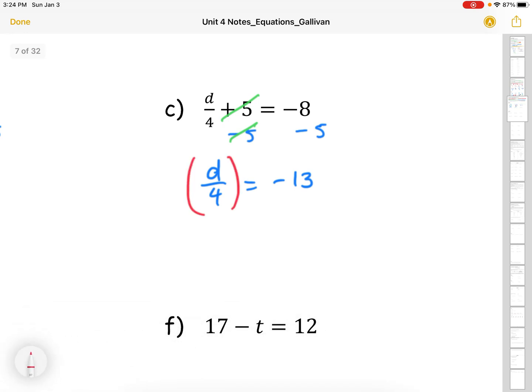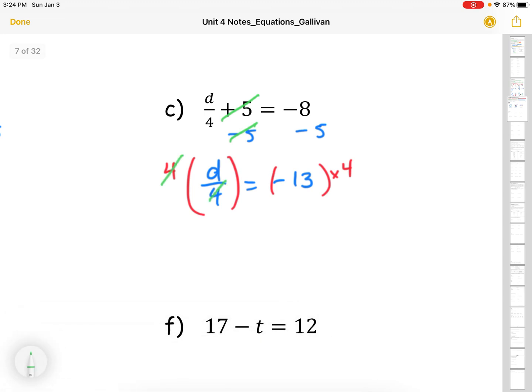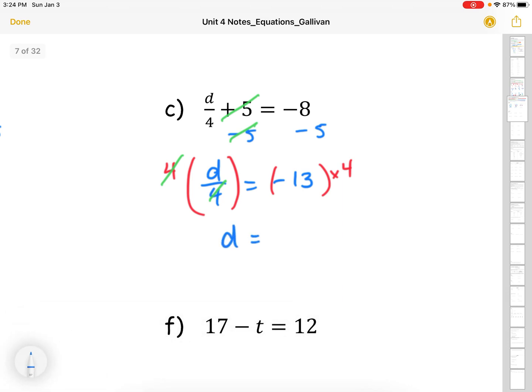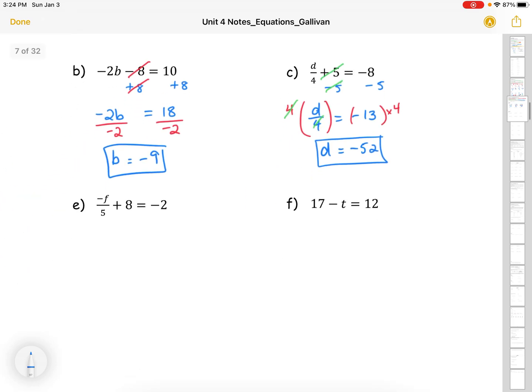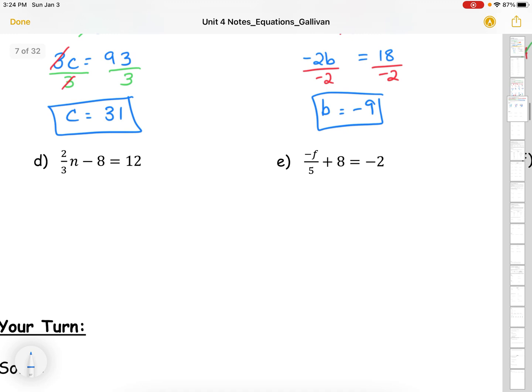Now I want to get rid of that 4. So I'm going to times both sides by 4, right? And on this side, 4 divided by 4 equals 1. So it goes away. d is equal to negative 13 times 4, which is negative 52. Okay, so take a look there. Alrighty, let's do a few more. So it's pretty similar operations. Take it step by step.